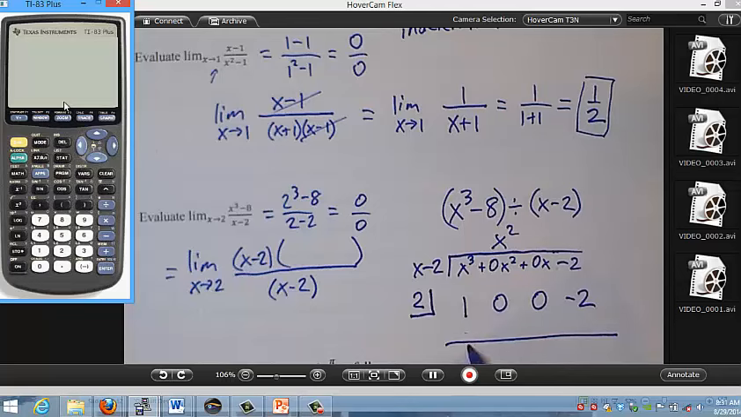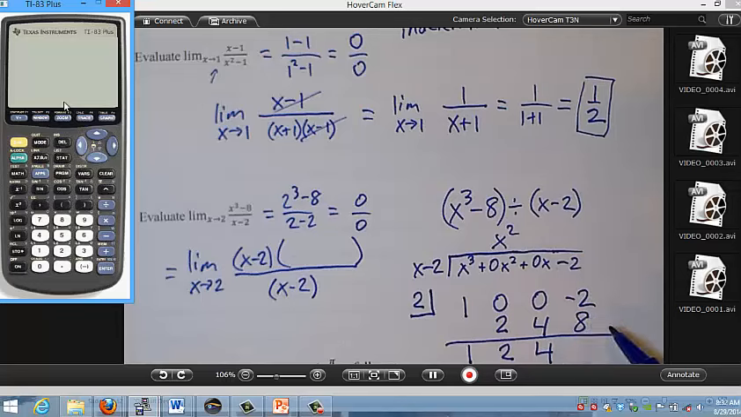1 plus 0 is 1. 2 times 1 is 2. 0 plus 2 is 2. Am I going too fast? Yes? Am I going too slow? You're going just right, Paul. All right, I'm trying. 2 times 2 is 4. 0 plus 4 is 4. What's next? 8. 2 times 4 is 8.